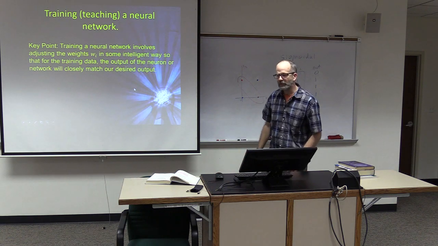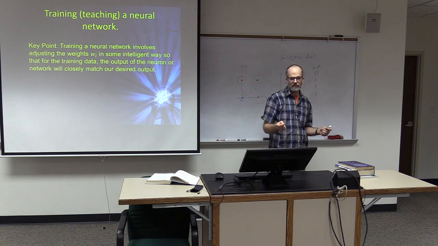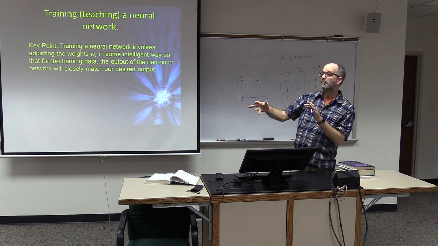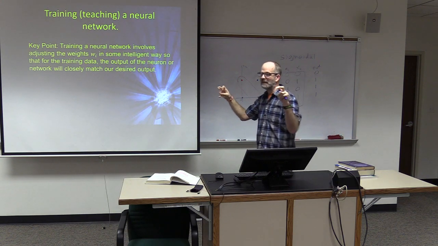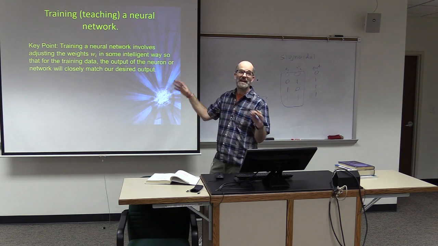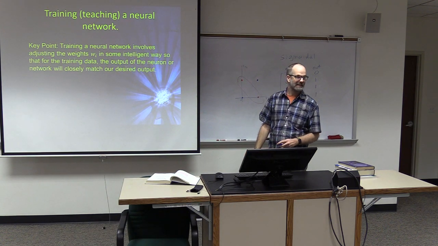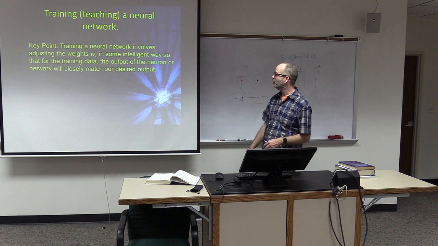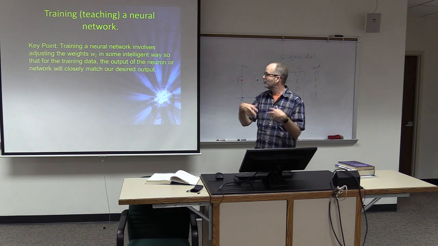All right, so here's what we're going to do now. In a neural network, what we try to do is to train the network to solve a particular problem. So there's a learning process involved. And here's what we mean by training. Training a neural network means adjusting all the weights in some intelligent way so that for the training data, the output of the neuron or the network, because I'm going to put more than one neuron together, matches our desired output.